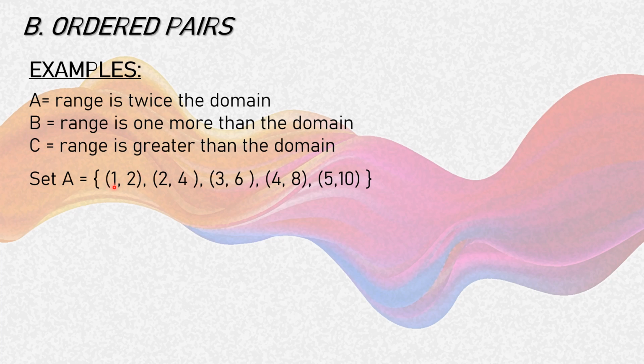Doble natin yung domain natin, or element ng domain, which is 1. So, 1 plus 1 is 2, 2 plus 2 is 4, 3 plus 3 is 6, 4 plus 4 is 8, and 5 plus 5 is 10. Next is the set B.